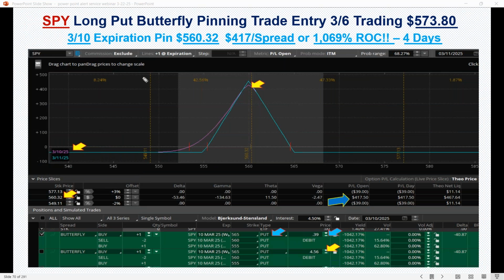So here it went out almost to the top of the tent right there. On the 10th, it was trading at 560.32. So this went from 39 bucks to 456 bucks. So it's up $417 per spread. This was up 1,069% return.